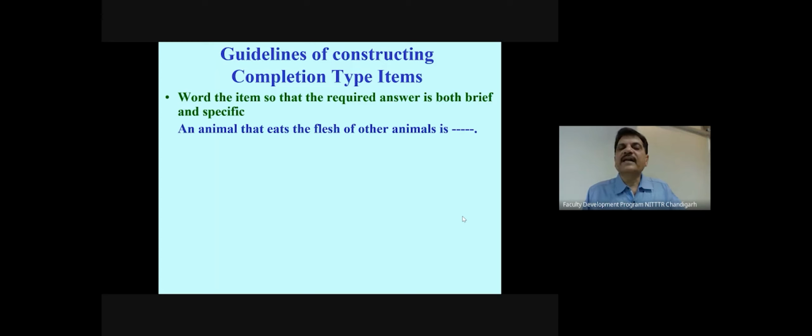An animal that eats the flesh of other animals is. कुछ भी हो सकता है. हाँ जी, मैंने तो पूछा नहीं, इसमें कुछ लिखा हुआ है. An animal that eats the flesh of other animals. Lion, tiger. This is now specific. An animal that eats the flesh of other animals is classified as, जो आपने बोला, carnivores. You have to be very specific.